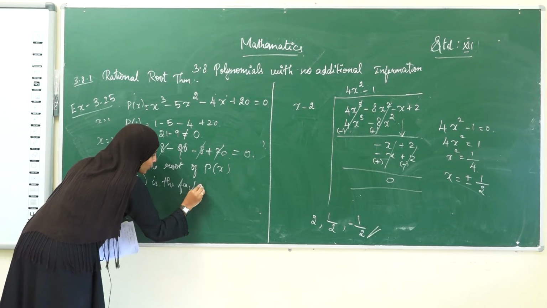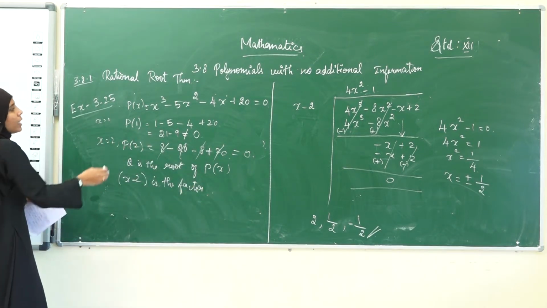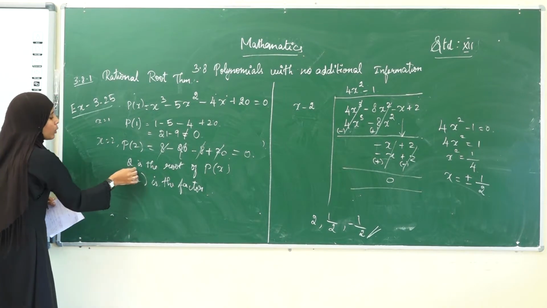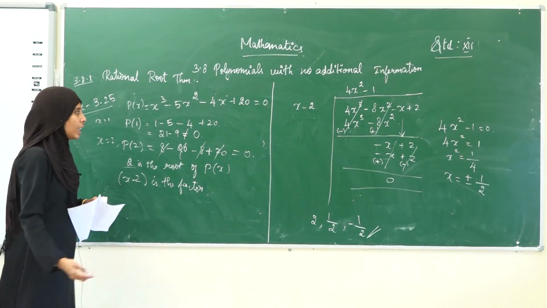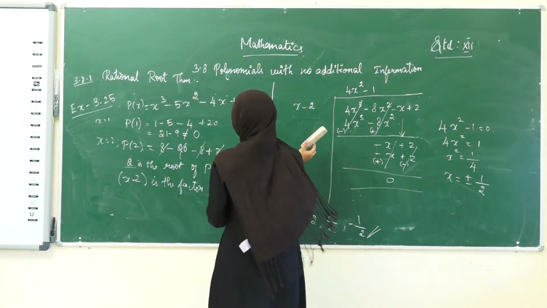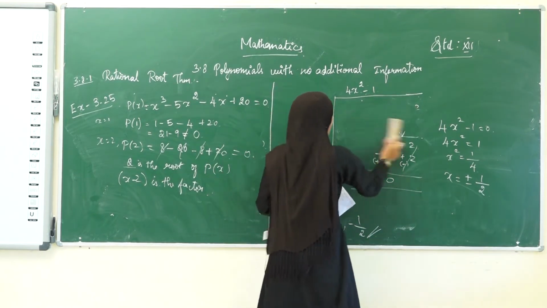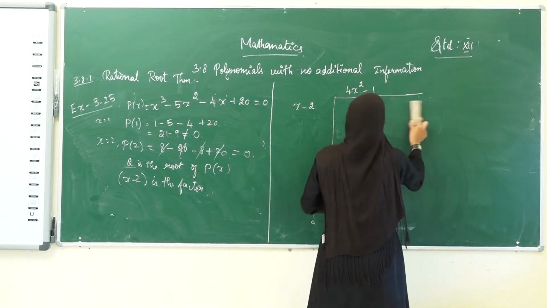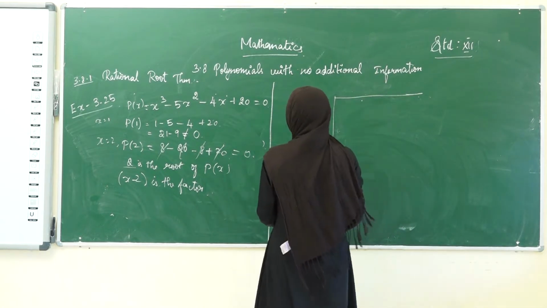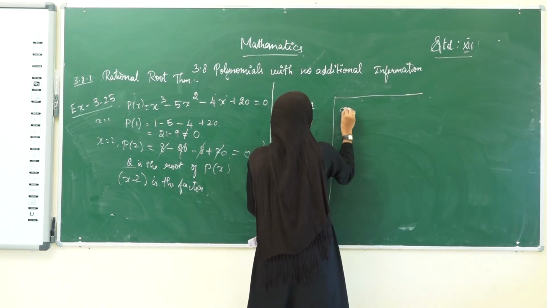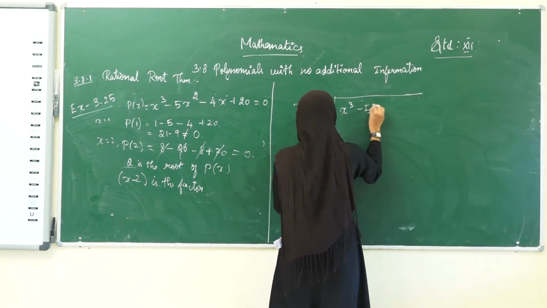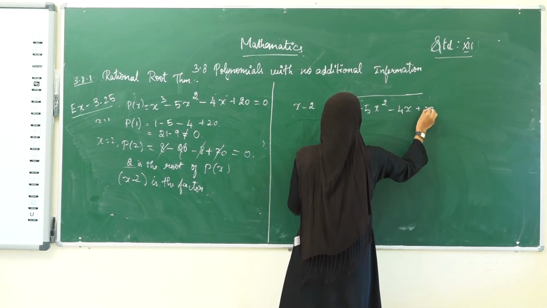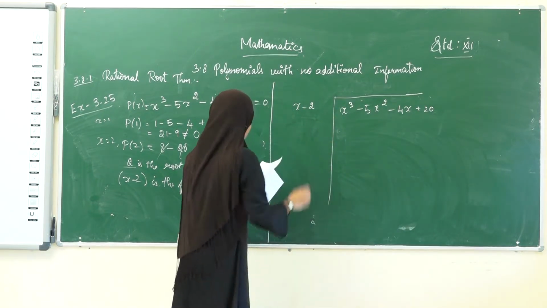Then what can we do? See here, it is a cubic equation. Therefore, there must be 3 roots. We have found 1 root. Then again we have to find the other 2 roots. See, how can we do this? We can do this with the help of long division, right? Long division. What's the given polynomial? X cube minus 5x square minus 4x plus 20. We have to divide this by x minus 2.